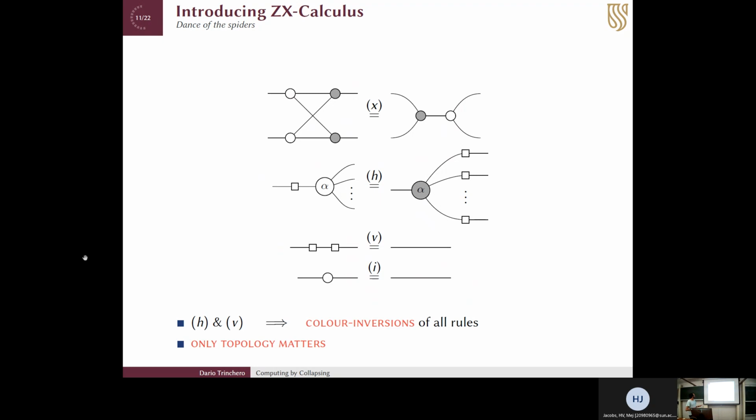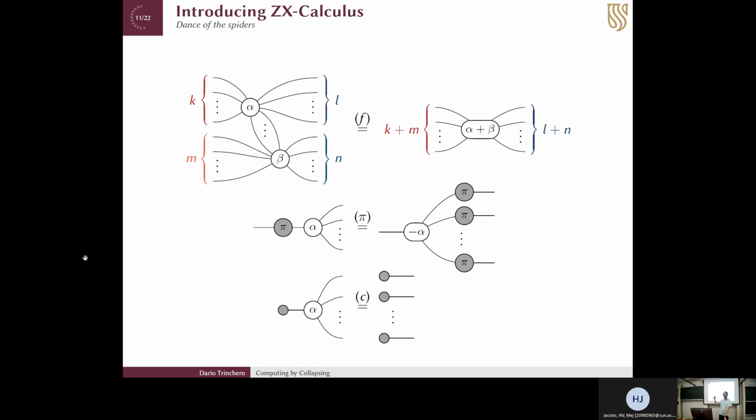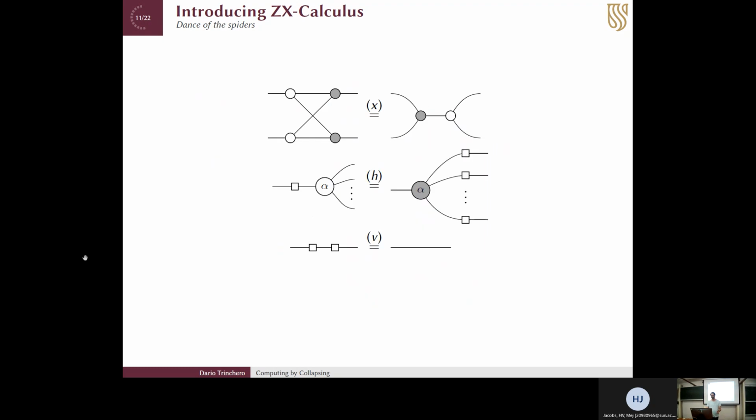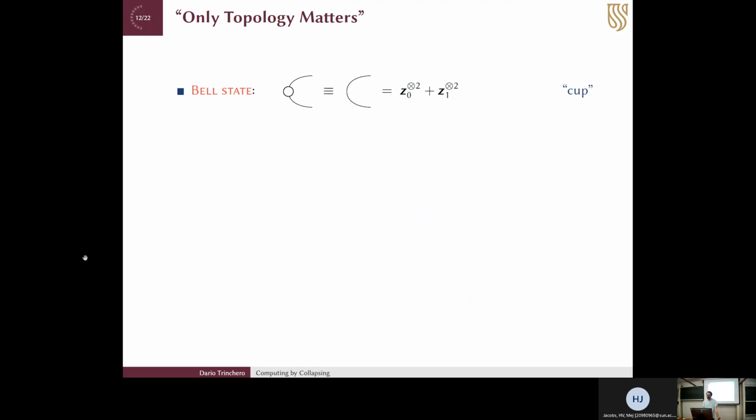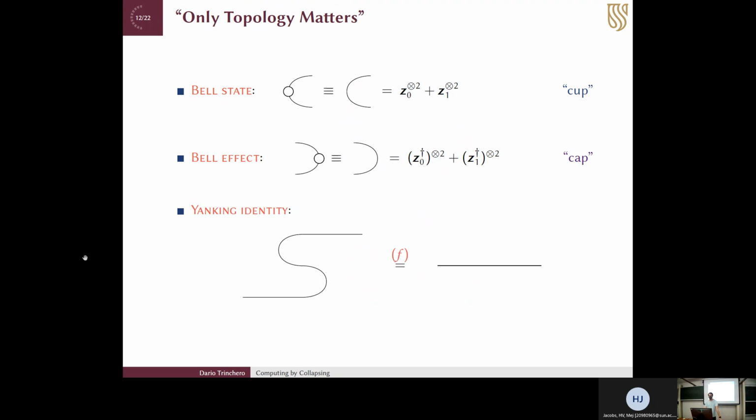Now, a couple of noteworthy things. These two rules together imply color inversions of all the others. So, in particular, black spiders fuse too. Not just white ones, but I've just drawn only some of them because we can invert all of them. Like just swap the colors for any one of these. And secondly, I claim that only topology matters. What I mean by that is that we don't actually care about how these spiders are ordered when they're connected to each other. We can move them around freely. We only care about their connectivity. And that's a bit of a bold claim, so I just want to spend a little bit of time talking about what makes that possible.